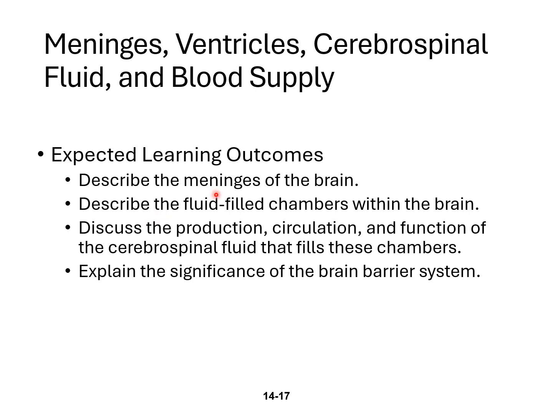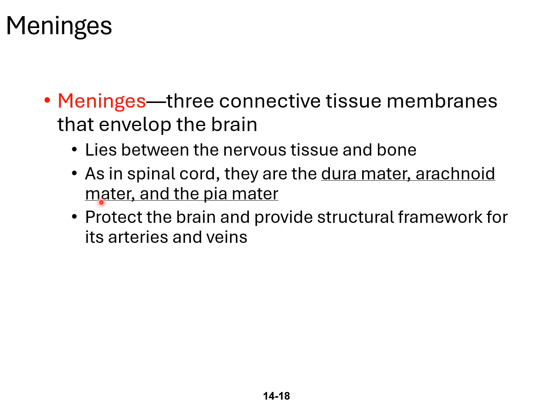Meninges of the brain, dura mater, arachnoid mater, pia mater we looked at. We're going to review it. We're going to look at the fluid-filled chambers of the brain, production, circulation, and function of that fluid in those chambers. And then we're going to explain the significance of the blood-brain barrier. So the meninges again, from superficial to deep, dura mater, arachnoid mater, and pia mater.